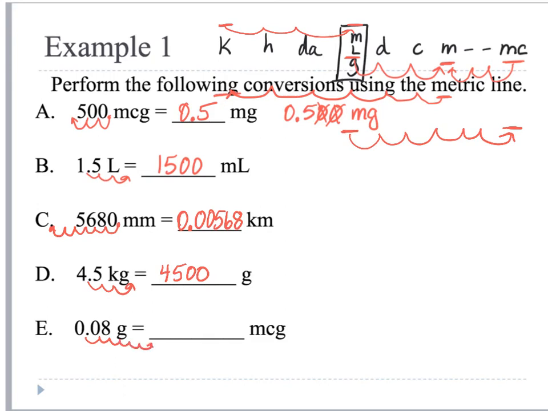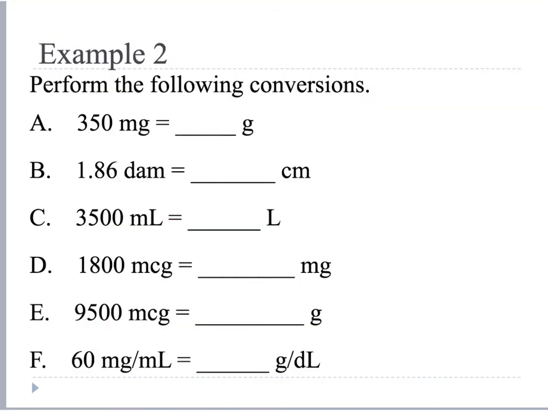So I end up with 8,000 micrograms. So when I'm working with the metric system and I'm converting units within the system itself, then I'm going to draw the metric line, use that metric line to figure out how I move my decimal point. Let's look at a few examples.